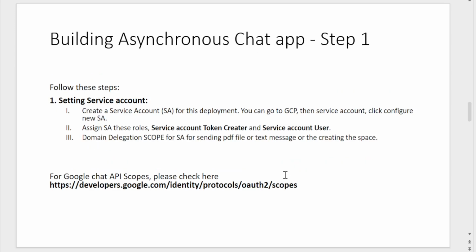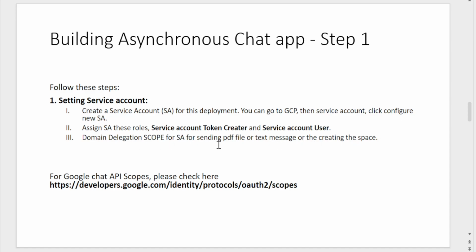Building an asynchronous chat app that doesn't require user interaction and works in real time. Follow these steps. Step 1. Setting up a service account. Create a service account, SA, for this deployment. The service account should have Service Account Token Creator and Service Account User.